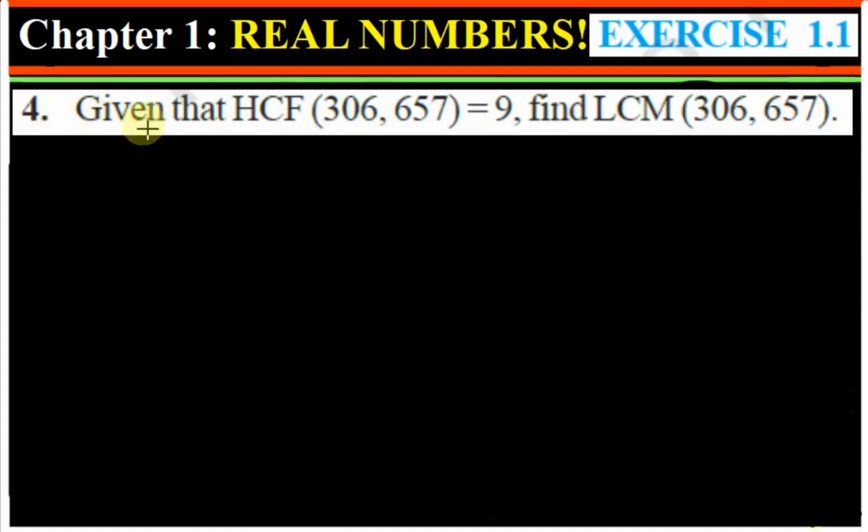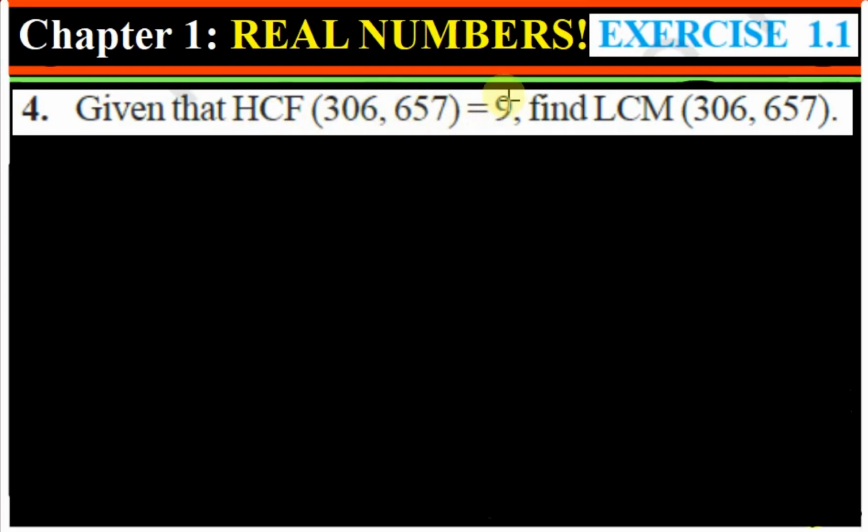Okay, this is question number 4. Given that the HCF of 306 and 657 is equal to 9, find the LCM of 306 and 657. The two numbers given here are 306 and 657.